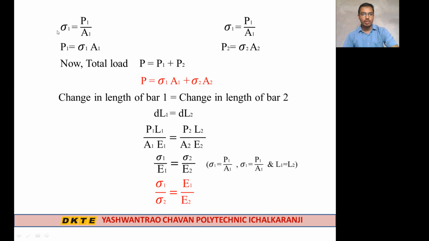Therefore the value of P1 is equal to sigma 1 into A1. Similarly, the value of P2 is equal to sigma 2 into A2. Now this total load P is divided into two parts, P1 plus P2. Put the value of P1 equal to sigma 1 into A1 and P2 equal to sigma 2 into A2. Therefore this is our required equation to calculate the loads. Total load is equal to P1 plus P2, that is sigma 1 A1 plus sigma 2 A2.